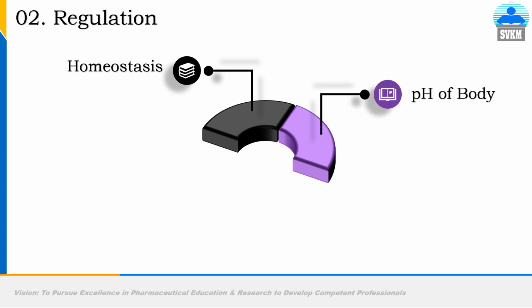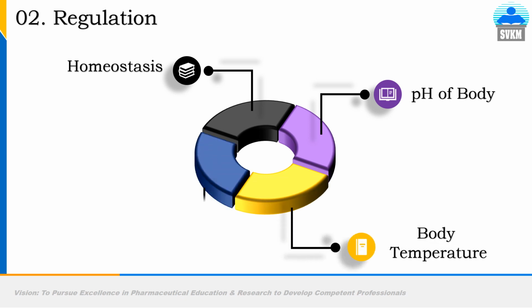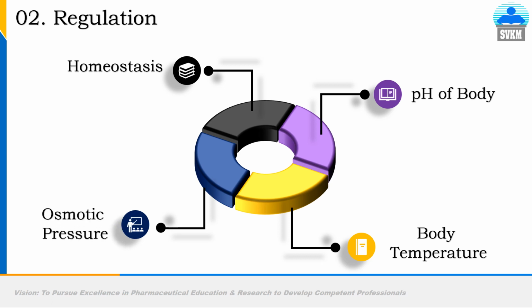Next, it is also involved in the regulation of the pH of the body, it controls the temperature of the body, and lastly, it regulates the osmotic pressure by regulating the water content of the body. On that basis, the osmotic pressure is controlled or regulated.